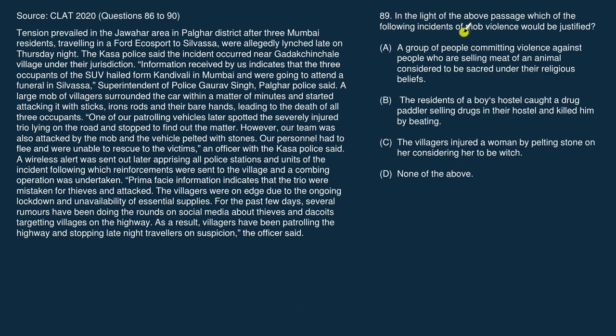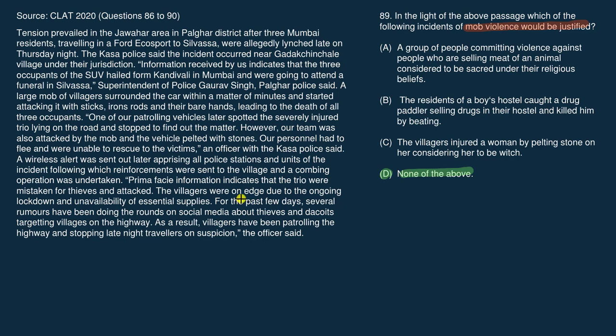Let's look at 89. In the light of the passage, which of the following mob violence would be justified? First of all, which mob violence would be justified? I think that we should basically say no mob violence would be justified. What can justify mob violence? There is a court of law.